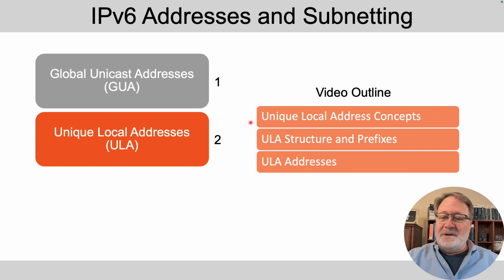In the first of the 3 sections of this video, I'll talk about unique local address concepts, including why it is that these private ULAs are not very popular in IPv6, and it's mainly because the GUAs are so effective with IPv6. But then we'll get into the details of ULAs, like the structure of the addresses, ULA prefixes, and the ULA addresses themselves.